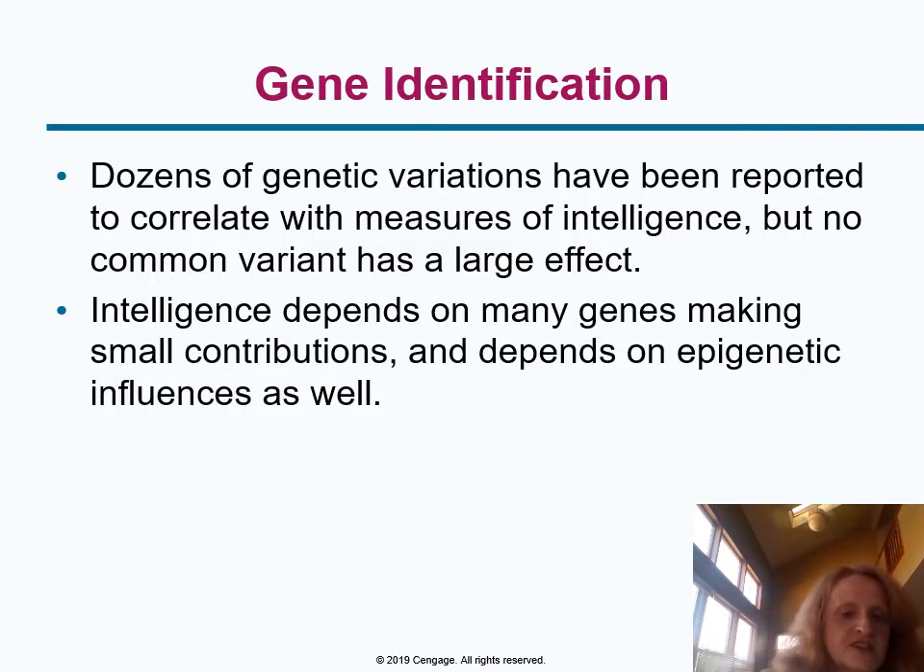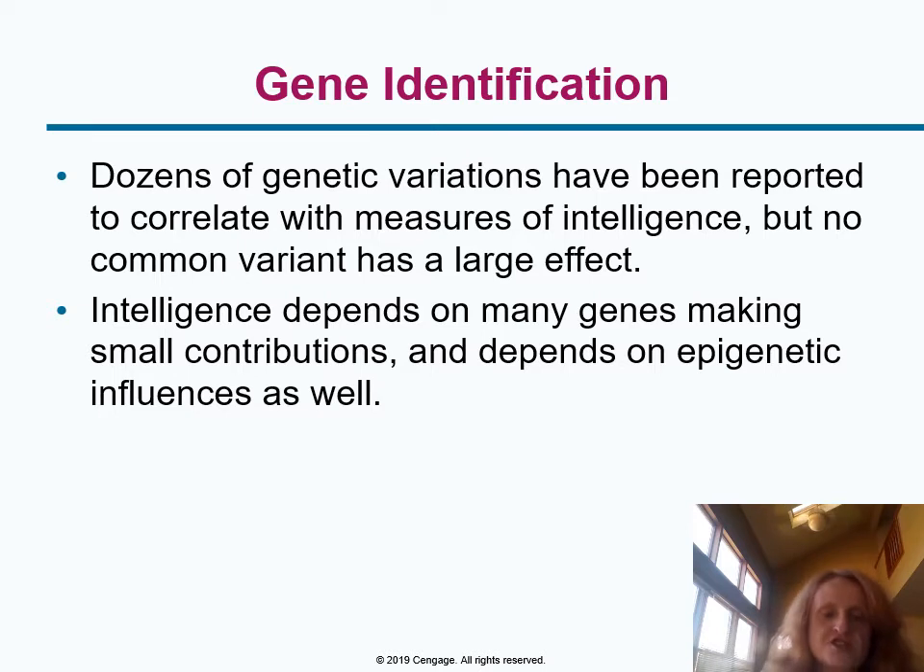Okay, in terms of gene identification, dozens of genetic variations have been reported to correlate with measures of intelligence, but no common variant has a large effect. Intelligence depends on many genes making small contributions and depends on epigenetic influences as well. And we did look at epigenetic influences earlier, and epigenetics is the study of changes in organisms caused by modification of gene expression rather than alteration of the genetic code itself.